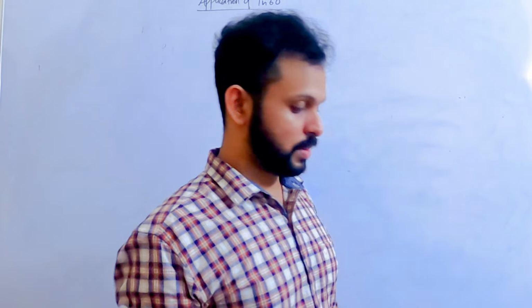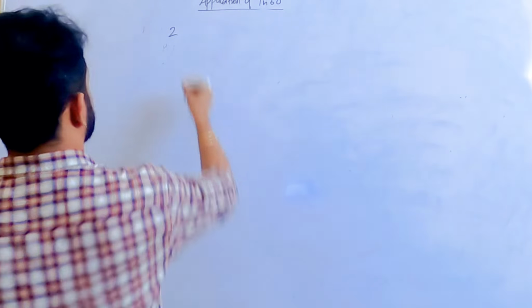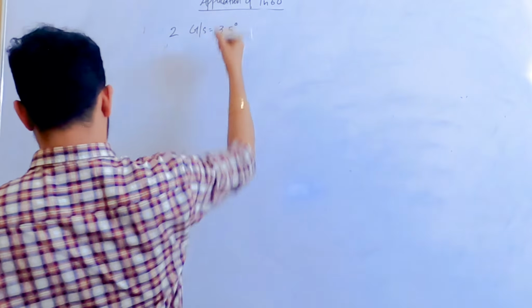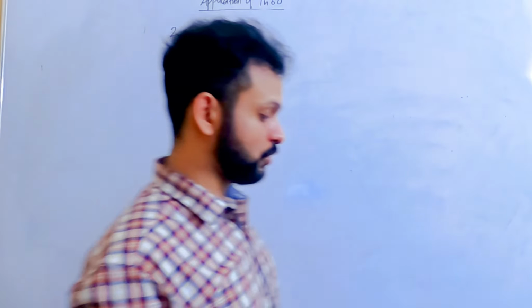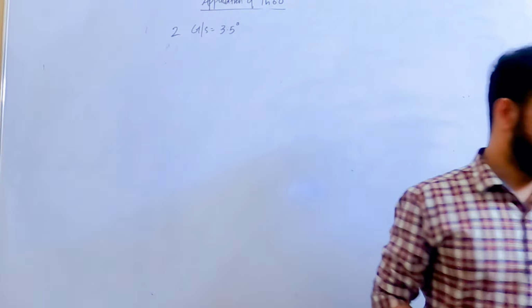Alright, question number 2. So you are approaching a particular place on a glide slope of 3.5 degrees. So the glide slope is 3.5 degrees. What height should you be at 2-mile range? It's very easy. What height should you be on at 2 miles range?